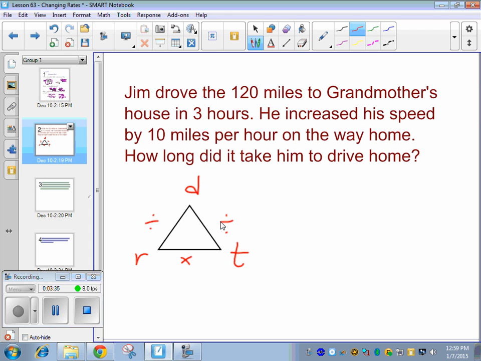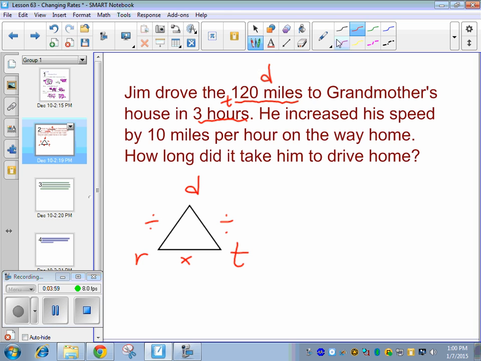Okay, so Jim drove 120 miles. So 120 miles represents which one of those variables? Yeah, the D. 120 miles is the distance. And 3 hours represents which one of those variables? The time. So we're missing the rate, and we want to find it. We want to know how fast we actually went, the rate.